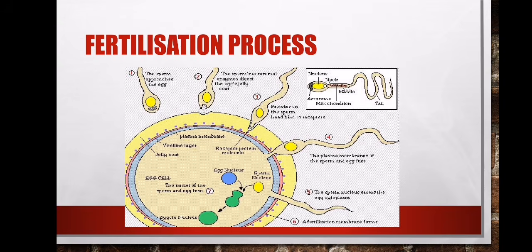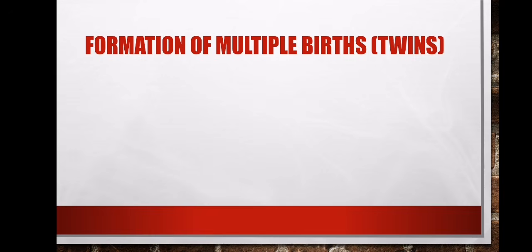That's the simplest way. Okay, fine. So the whole process is called fertilization. We have looked at fertilization and the process. After that, we will look at the formation of multiple births. Let's get to that part, good people. When we look at the formation of multiple births, we are looking at the formation of twins.